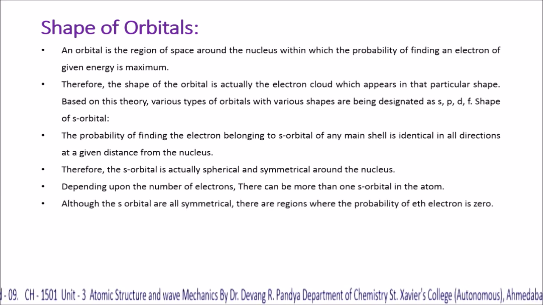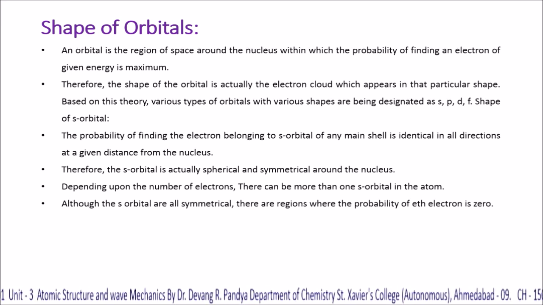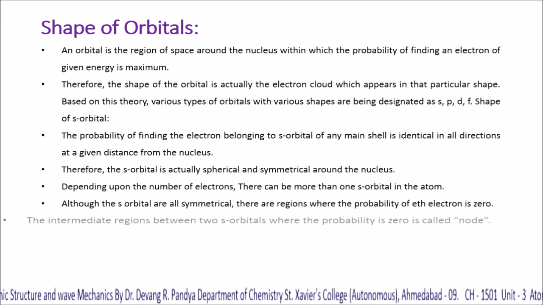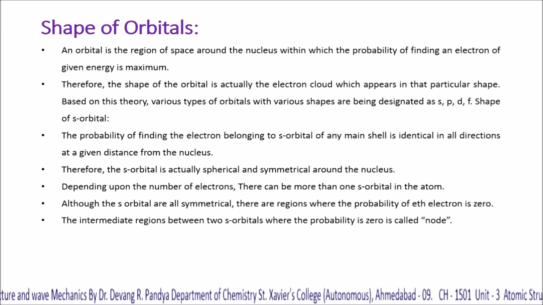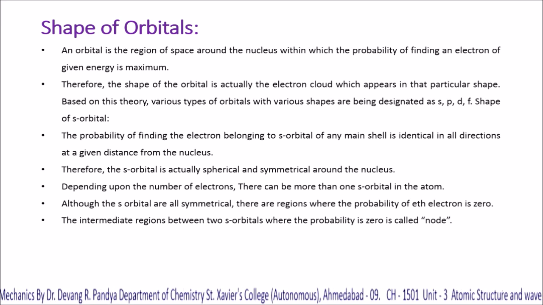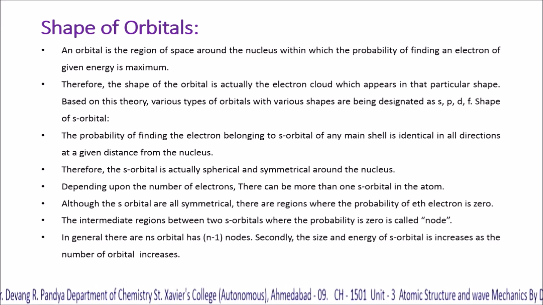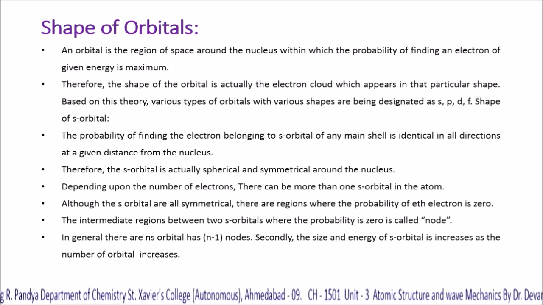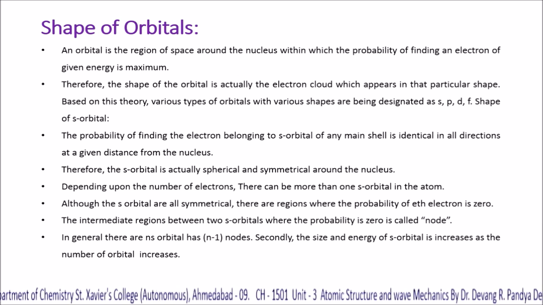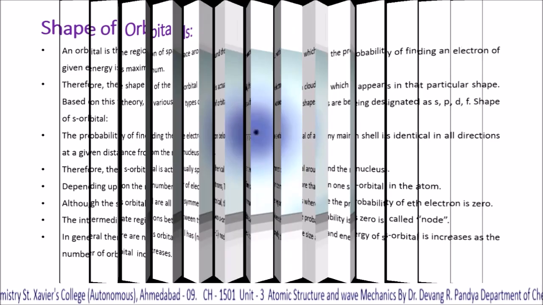Although s orbitals are all symmetrical, there are regions where the probability of finding an electron is going to be 0. The intermediate regions between two s orbitals where the probability of finding an electron is 0 are called nodes. In general, an s orbital has n-1 nodes. Secondly, the size and the energy of an s orbital increase as the principal quantum number increases.